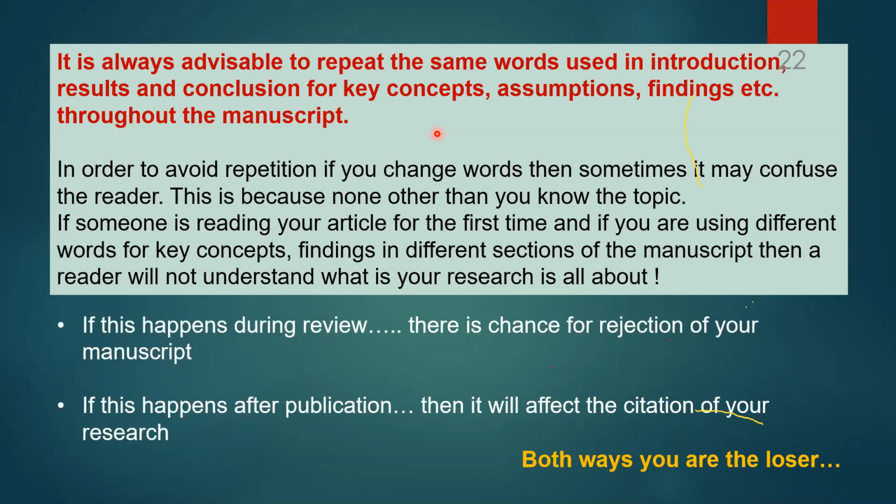Or sometimes the reviewer may be from your same area of research, so he may understand what you are trying to tell, even though you have used inconsistent language, and he says accept the paper. But after publication, the paper will be read by a third person, and he may not understand. So in that case, he will not cite your paper. If the reviewer does not understand the way of writing, he will reject your paper. If the reviewer allows publication, then the people referring to your paper will not cite it. So it is either rejection or no citation. See, both ways you are the loser.